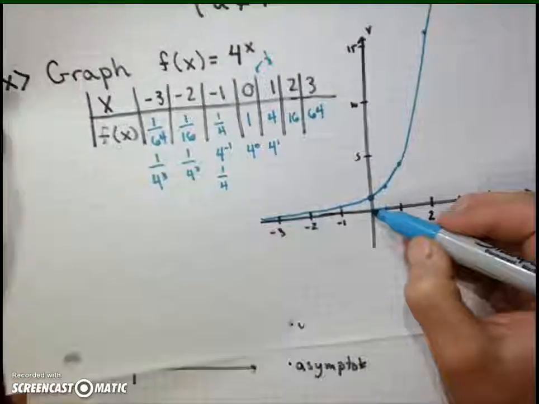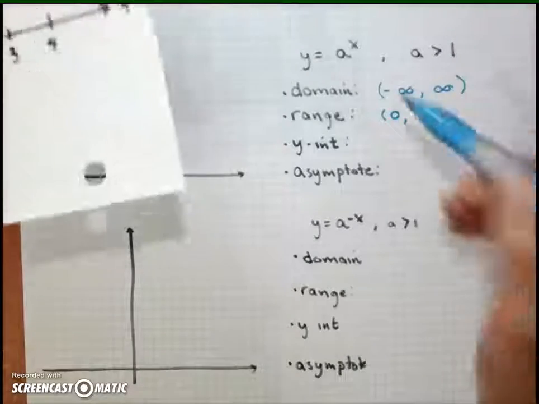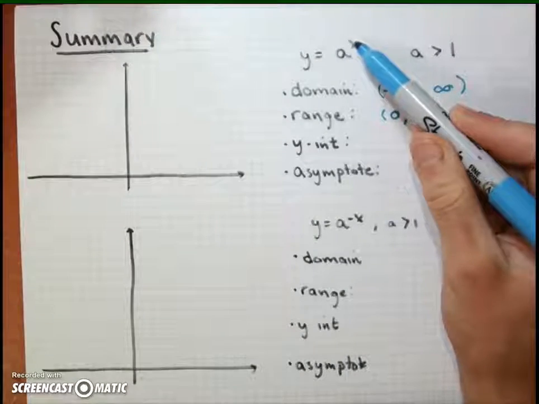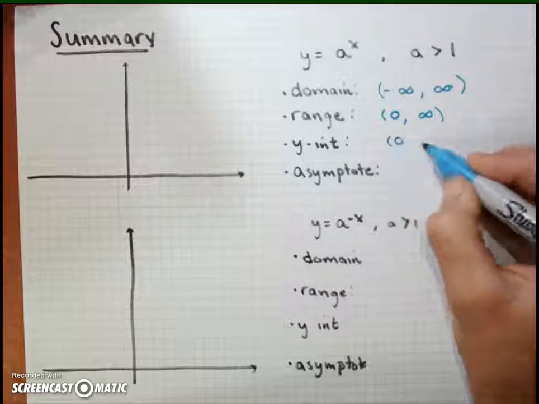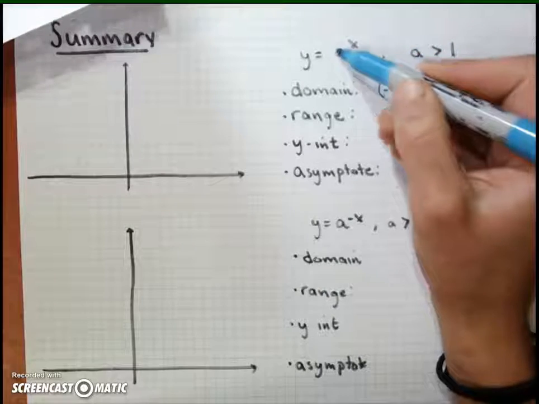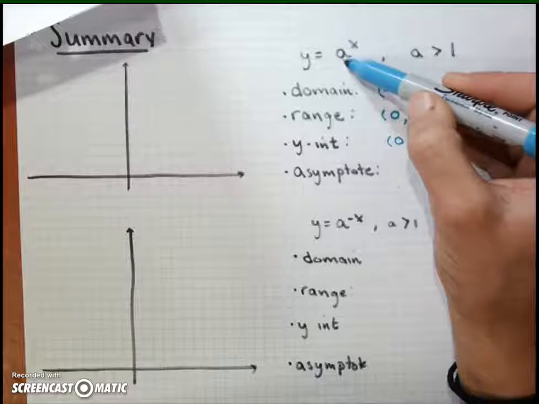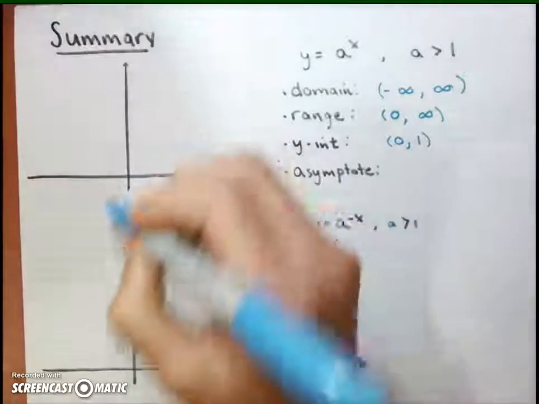The y-intercept is what happens when we plug in x equals 0. So anytime we plug in 0, we get a to the 0, which is 1. The y-intercept for all the exponential functions will be (0, 1), unless we have to multiply this on the outside. But if it's of the form a to the x, then we're good. The intercept will be (0, 1).